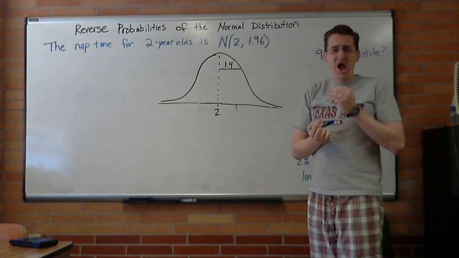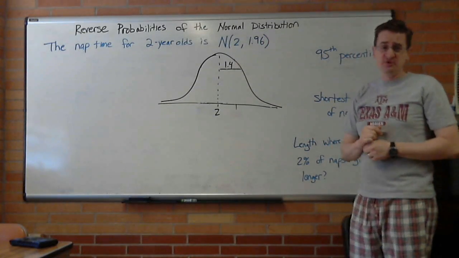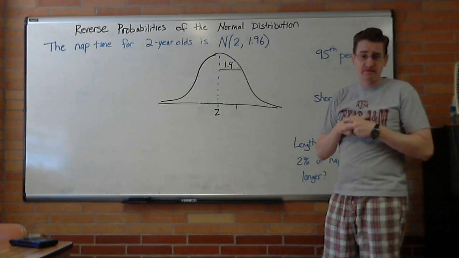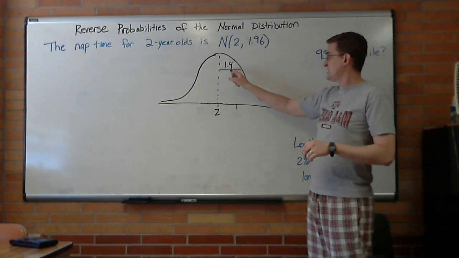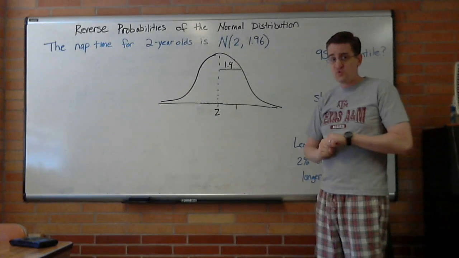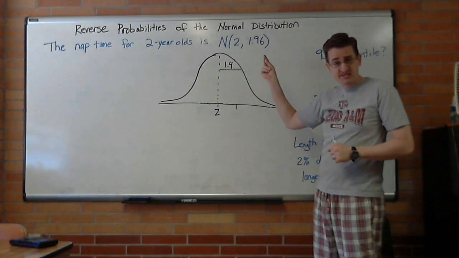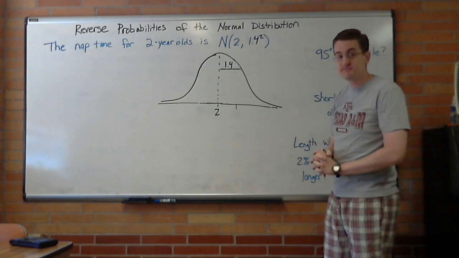Alright, it is nap time. And we have a tired 2-year-old who needs to go down for a nap. We have a distribution for how long that nap is supposed to be. It's supposed to be a 2-hour nap. There is a standard deviation. It's 1.4, not 1.96. Why? Because this isn't squared. We could rewrite it like this, since 1.4 squared is the 1.96 we had before.